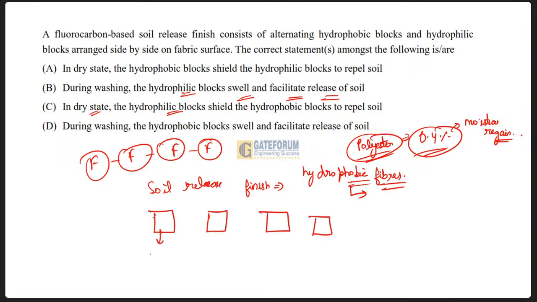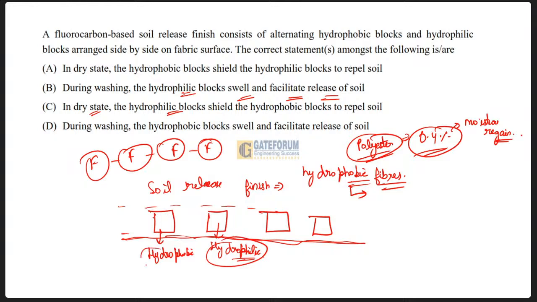One is hydrophobic and hydrophilic blocks. Suppose this is a surface, and in this you are treating the fluorocarbon base. So hydrophilic and hydrophobic and hydrophilic, these two blocks are arranged alternately on the surface.